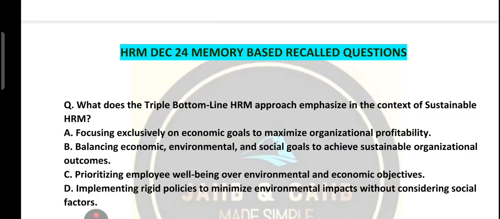Option C, prioritizing employee well-being over environmental. Option D, implementing rigid policy to minimize environmental impact. So let's go through each and every option. Option A, focusing exclusively on economic goal to maximize organizational profitability.